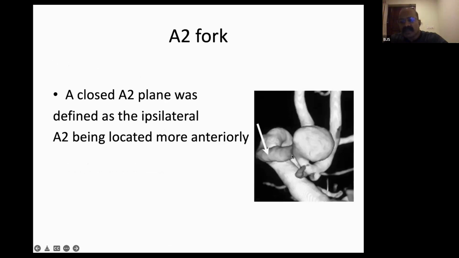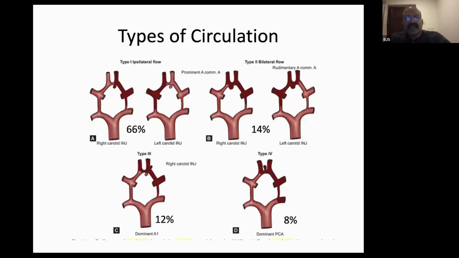And you can see the ipsilateral A2 takes an antero-inferior curve initially and then disposes itself anterior and slightly medial to the aneurysm fundus, but it is actually anterior to the ACOM, and the other A2 is lying posterior to the ACOM. So this is the closed fork of A2. So these aspects of open fork and closed fork have been considered for deciding the approach to ACOM aneurysms. And these are multiple variations of the circle of Willis with respect to the ACOM.